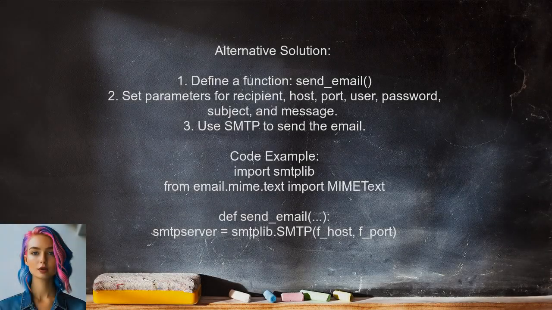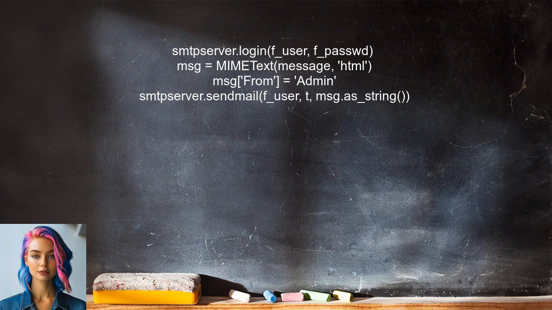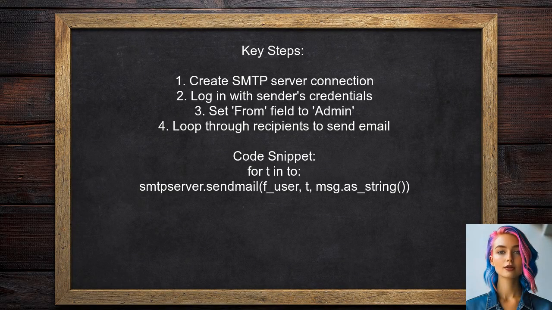An alternative solution provided by another user involves using the SMTP library to send emails with a specified sender's name. They suggest defining a function called sendEmail, which takes parameters for the recipient, host, port, user, password, subject, and message. In their code, they create an SMTP server connection, log in with the sender's credentials, and set the From field to admin. They also loop through the recipients to send the email individually.